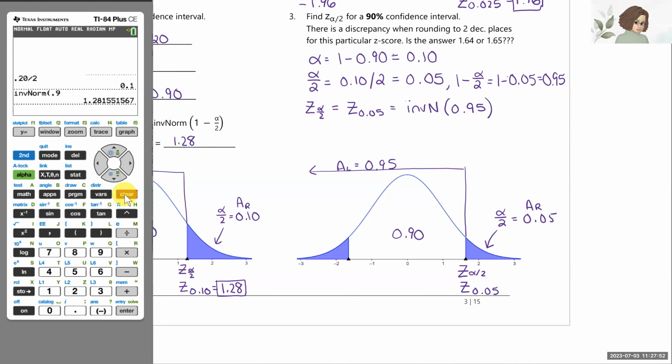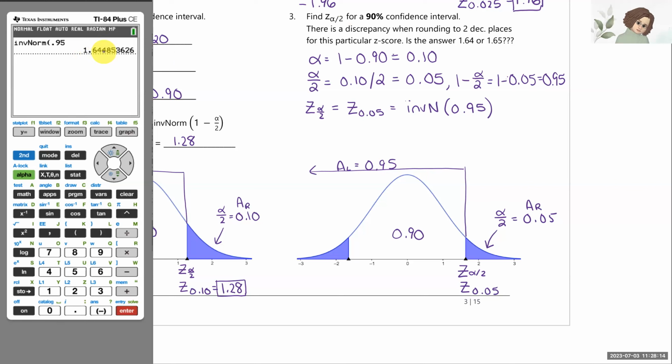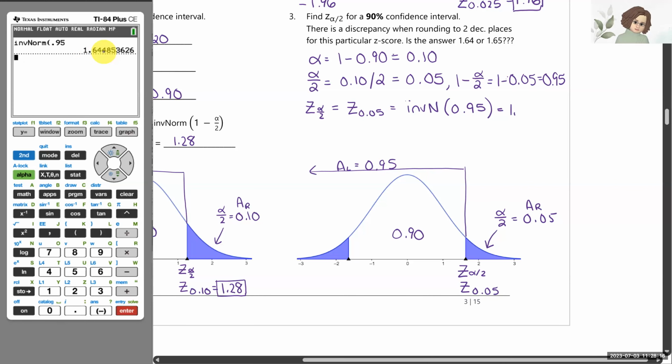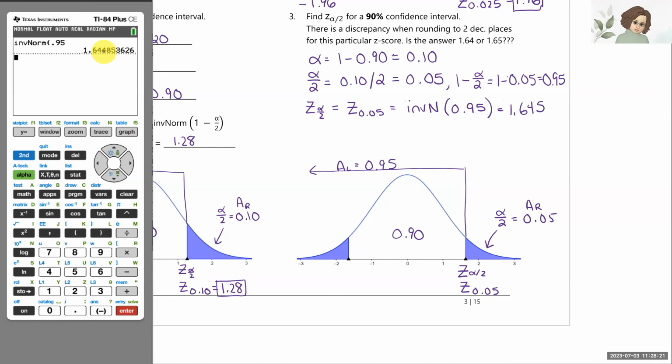Okay, I'm going to clear my screen here and inverse norm this one so you can see why I call it a rounding discrepancy. So I'm going to inverse norm 0.95. And I know I wrote 2 decimal places for the previous ones, but I'm going to write 3 here. So 3 decimal places here would be 1.645. So if we were rounding to 3 places, that is the answer.